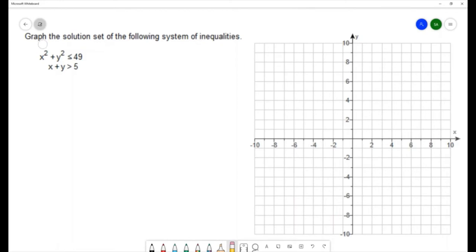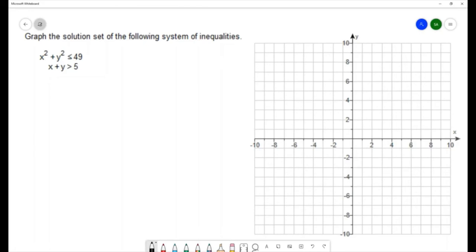For this question, we want to graph the solution set of the following system of inequalities. And the system we have is a nonlinear system. We have x squared plus y squared is less than or equal to 49, and x plus y is greater than 5.